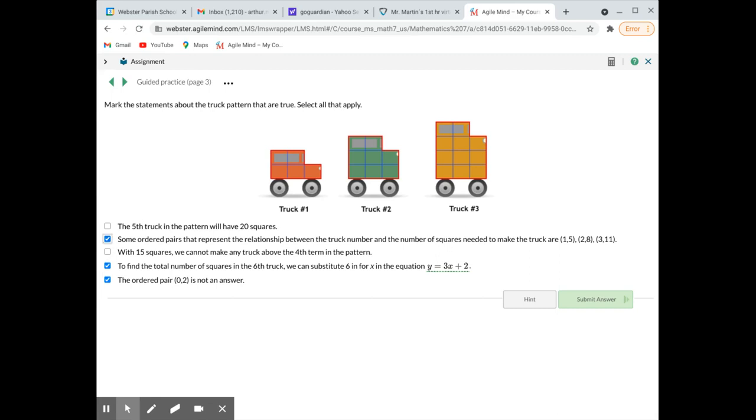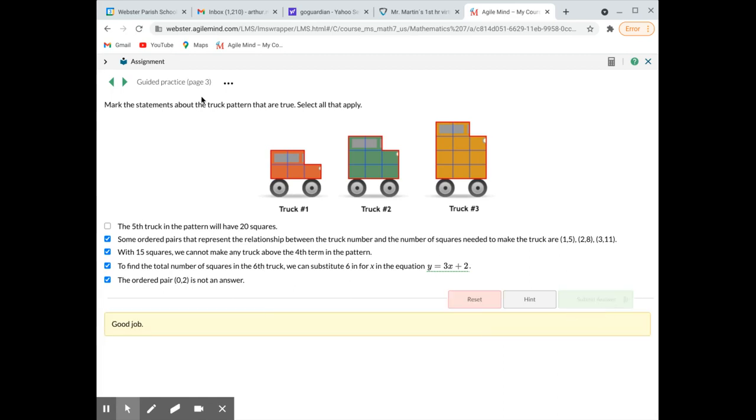And are there any more answers on here? There's one more. What's it going to be, Emma? With 15 squares, we cannot make any truck above the 4th term in the pattern. All right. And why is that? Because 4 times 3 is 12, plus 2 is 14. Can't go any higher. So if we go any higher, it's not going to be enough, is it? Go ahead, Sarah.